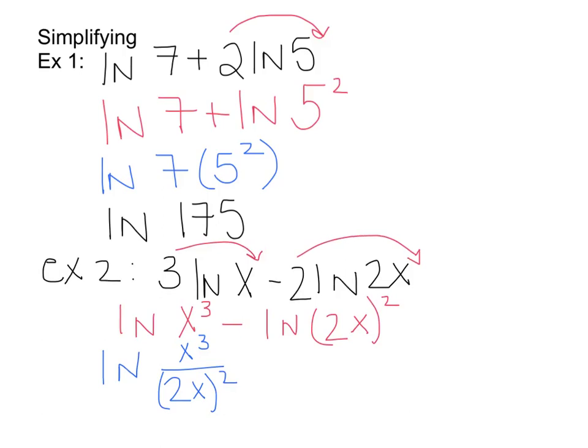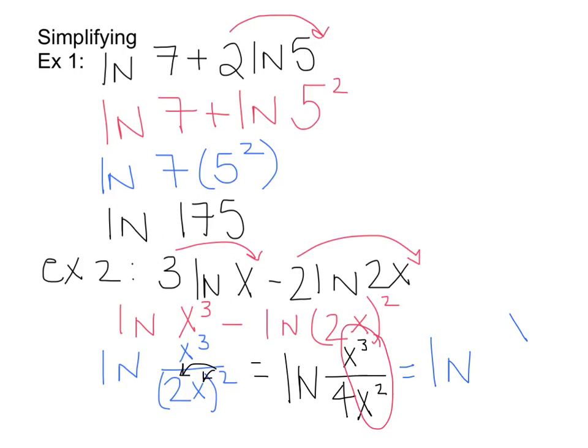Now we need to keep simplifying this, so we need to distribute our 2 to both of them. So that gives me the natural logarithm of x to the third divided by 4x to the second. Since there are x's on the top and the bottom, we need to combine them. So x to the third divided by x to the second. Remember, you subtract the exponents, so that simplifies to x on top, 4 on the bottom.